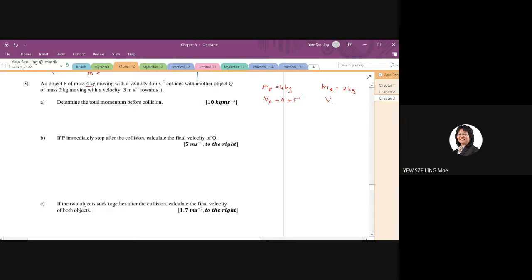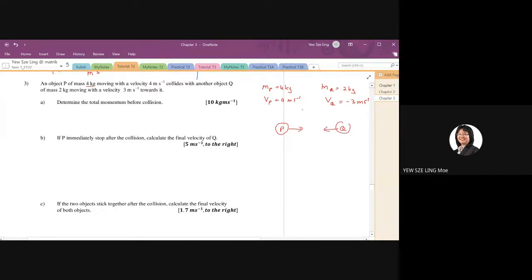So now you have a V Q, but V Q I know is negative 3 meter per second because it's moving towards P. So both of them are moving towards each other, in the opposite direction. So this is before collision. This is object P, and this is object Q.